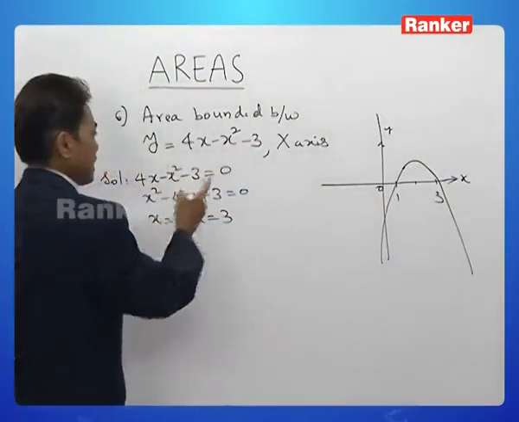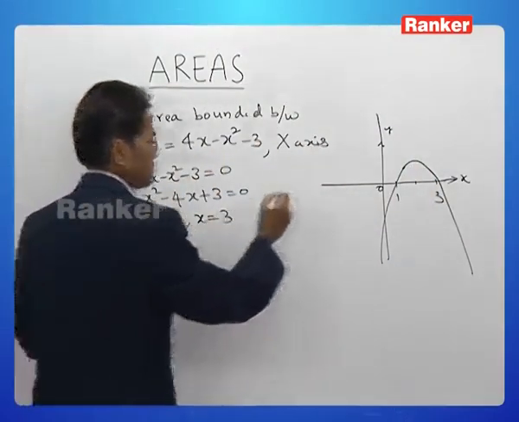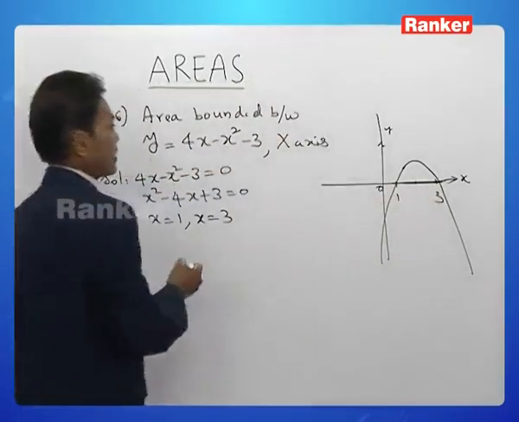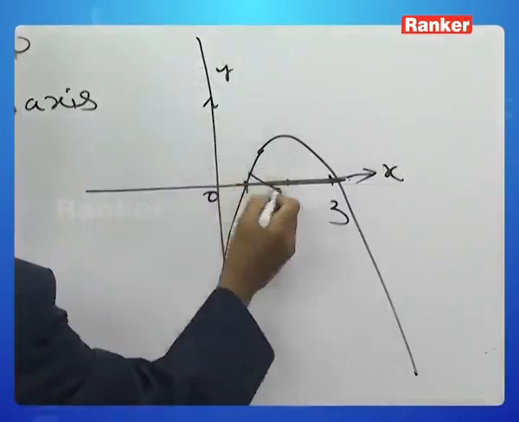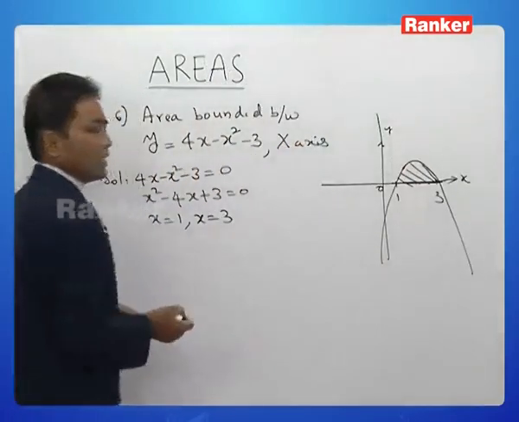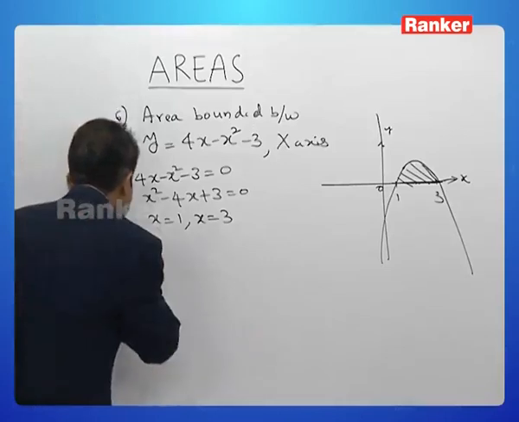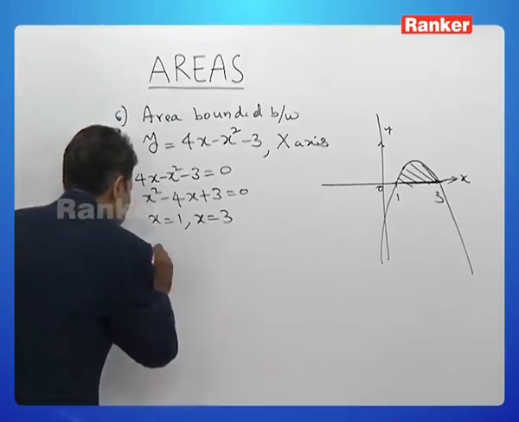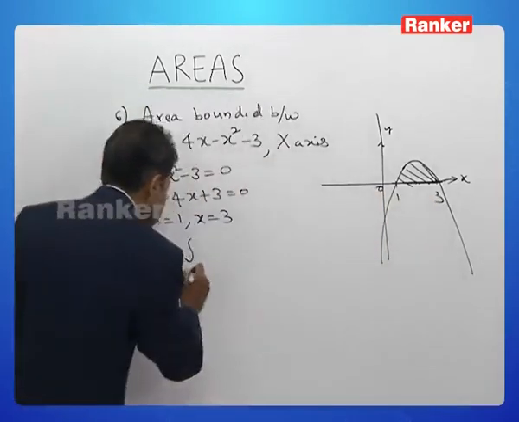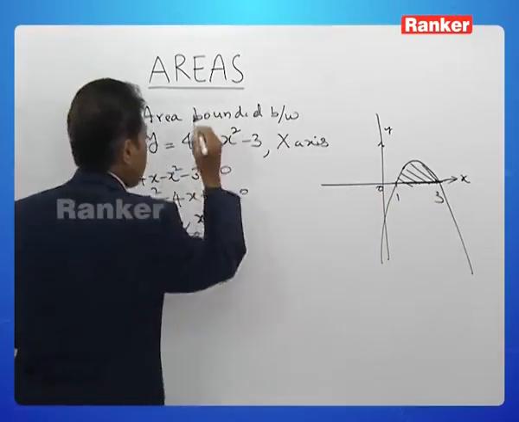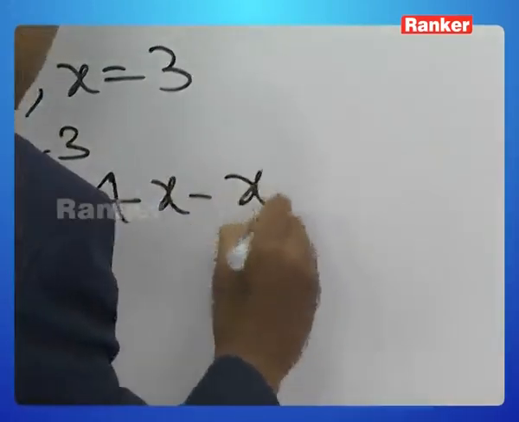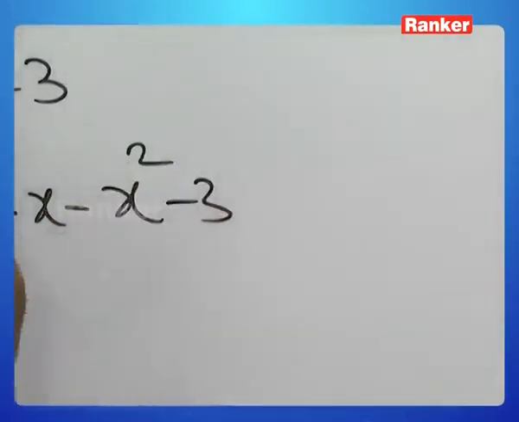Now, x-axis is given, this is x-axis. So, only two boundaries given, so we have to find this area. So, how to find the shaded area? See here. Area required, integration 1 to 3 and 4x minus x square minus 3.